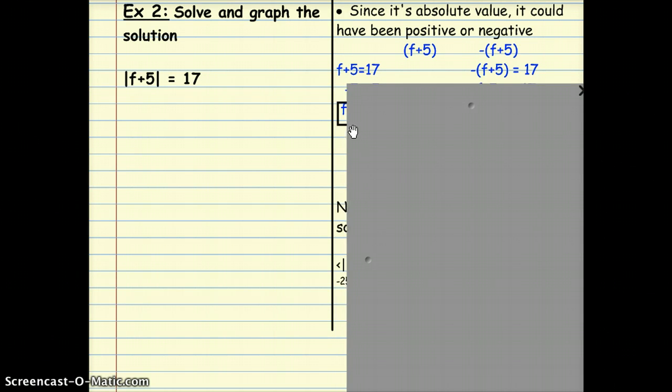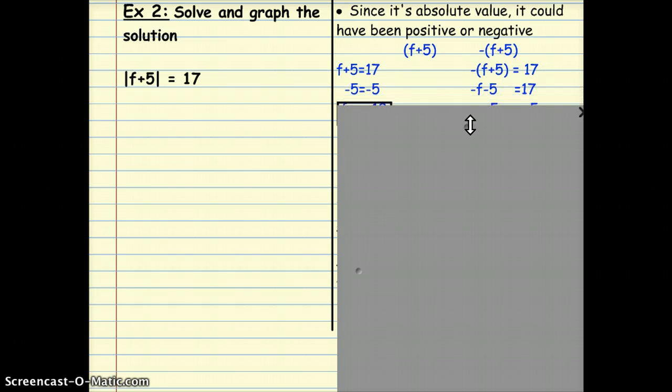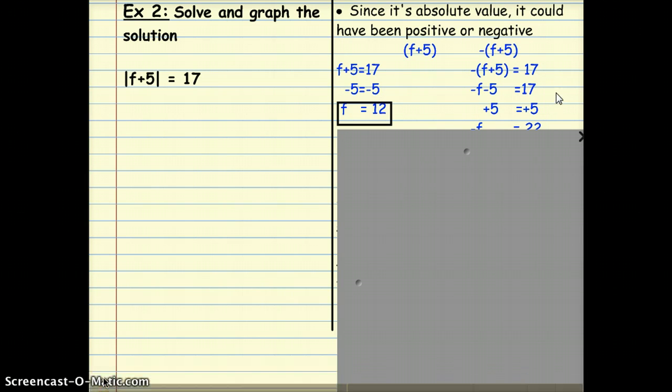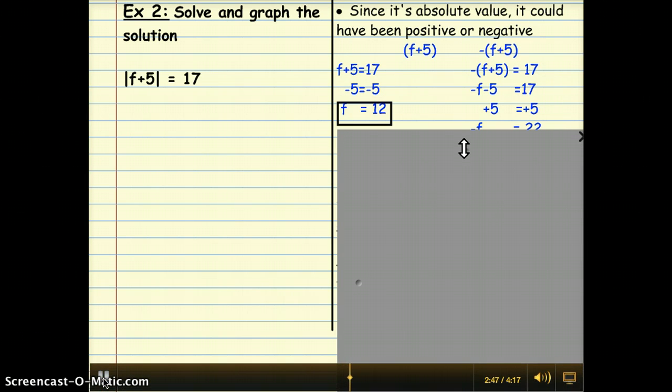On the left-hand side, our f plus 5 equaling 17, we want to subtract 5 from both sides, and f equals 12. On the right-hand side, we want to distribute this negative through. It's like a negative 1, so we get negative times f and negative times 5, so we get negative f minus 5 equaling 17. Going ahead and solving, we add 5 to both sides, so negative f equals 22.